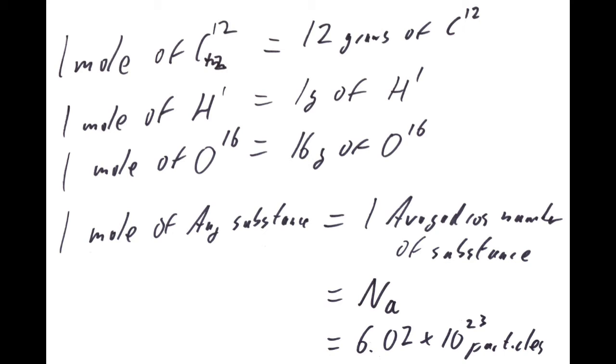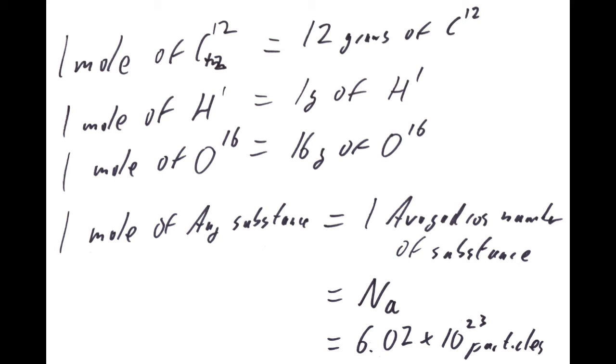1 mole of carbon-12 is the same as 12 grams of carbon-12. 1 mole of hydrogen atoms is the same as 1 gram of hydrogen atoms. 1 mole of oxygen-16 is the same as 16 grams of oxygen atoms. However, hydrogen gas and oxygen gas are not simple atoms. They are molecules, H2 and O2. That means their molecular mass is twice their atomic mass, 2 grams and 32 grams respectively.